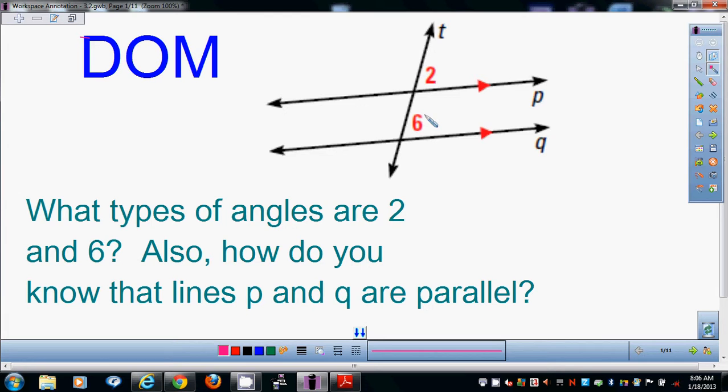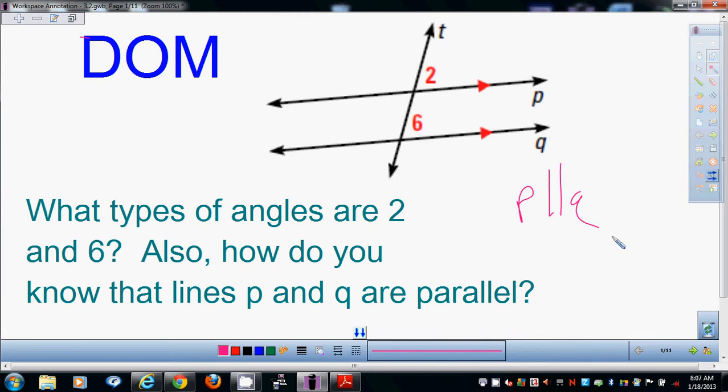Rebecca, how do we know they're parallel? The red arrows. Any parallel lines, they'll either tell you they're parallel, it'll either say P is parallel to Q, or it'll provide you with these arrows. And the same number of arrows implies that those lines are parallel.